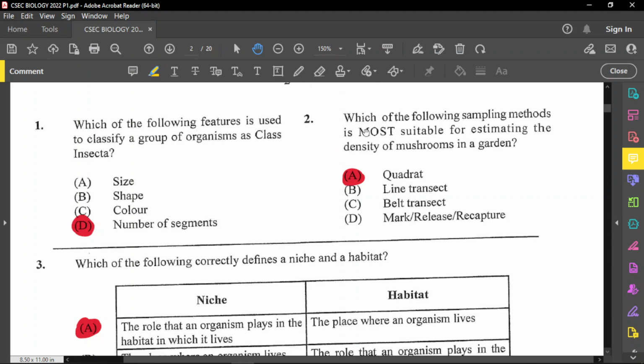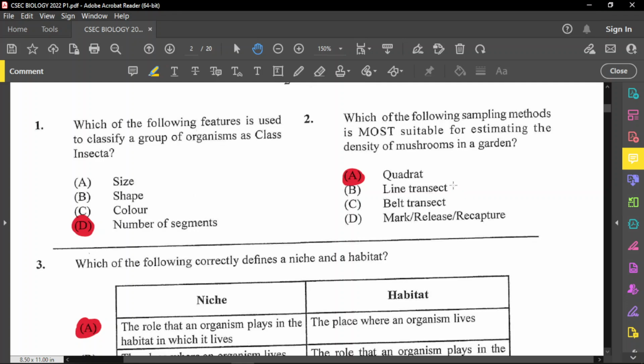For question number 2, it reads that which of the following sampling methods is most suitable for estimating the density of mushrooms in a garden? Mushrooms are classified as immotile organisms, which means they're not able to move from place to place. And so a quadrat is used to estimate the population of slow moving or immotile organisms. Line transect and belt transect, they're pretty much the same thing.